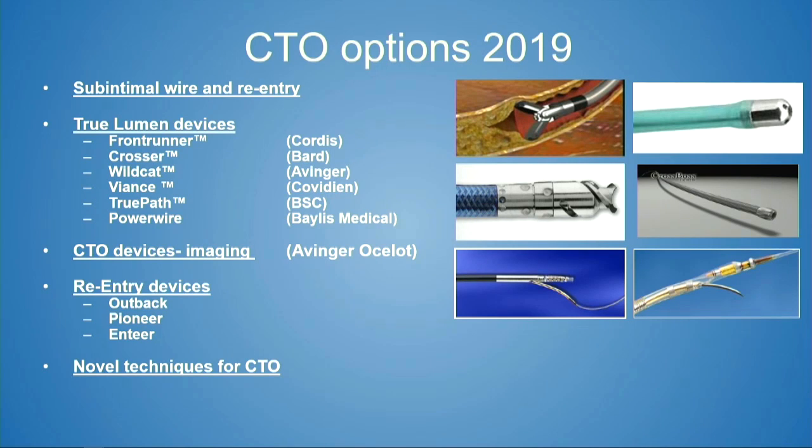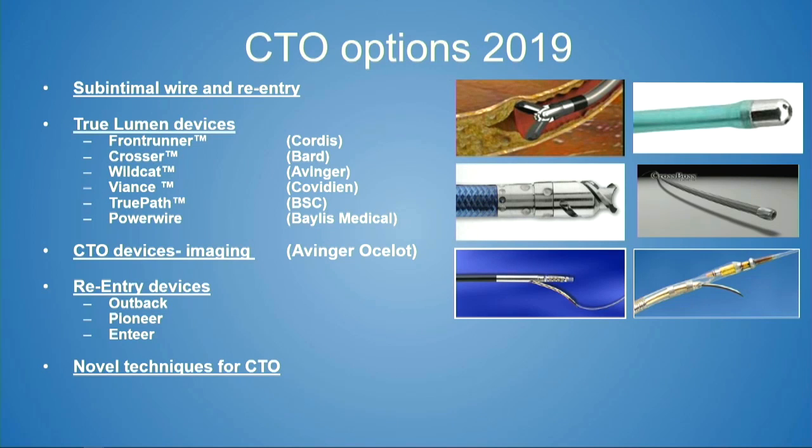They really do fall into the categories that you see here. Obviously, we've seen subintimal wire and reentry, and a beautiful example, Dr. Ida using what we call the knuckle wire technique. But there are devices that fit into the true lumen devices and then the CTO devices for reentry. You should really understand how each of these works slightly differently, but at the end of the day, I think for both SFA and CTO, getting used to at least one of the list in the true lumen section and one of the list in the reentry device section will really go a long way with you understanding how to do these procedures.